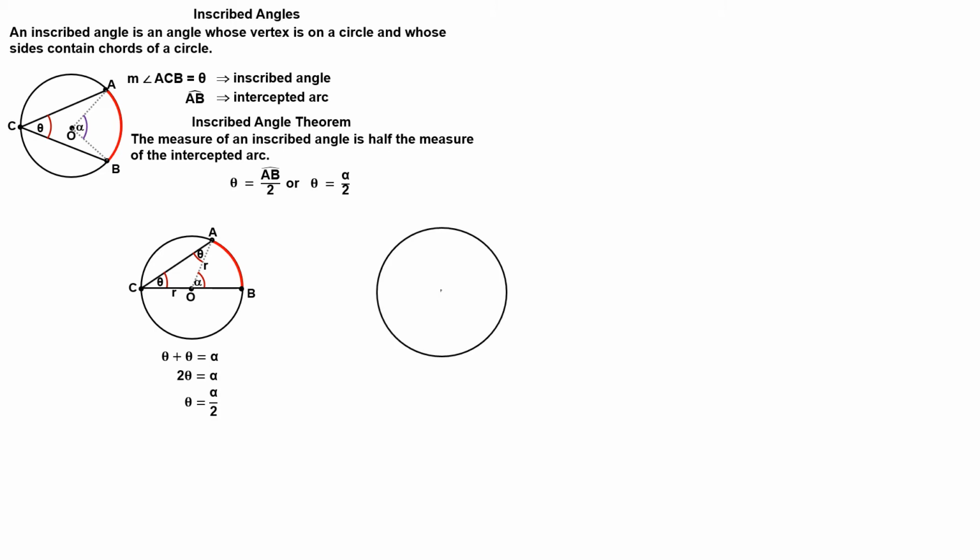In the second case, the center of the circle is inside the inscribed angle. The angle ACB is the inscribed angle, and the arc AB is the intercepted arc. The angle AOB is the central angle that subtends the same arc as the inscribed angle. Using the diameter, we form a pair of isosceles triangles that share a leg. The two base angles of an isosceles triangle are equal, so we can label angles on the figure as follows.